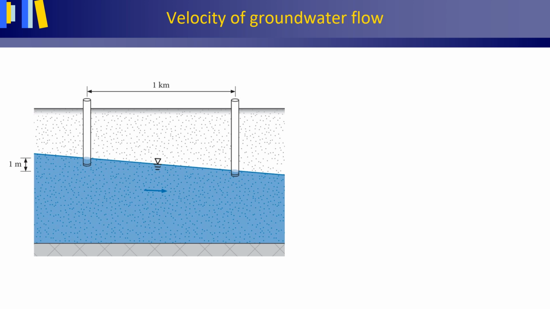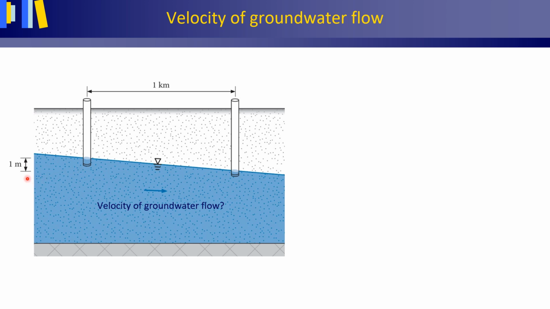Let's return to our problem. Can we determine the velocity of the groundwater flow? Yes, we can, but for this we need some extra data. The subsurface is made up of well-sorted sand. The hydraulic conductivity will then be in the order of 10 meters per day. We know the difference in hydraulic head to be defined as the lower hydraulic head minus the higher hydraulic head, thus minus 1 meter here.